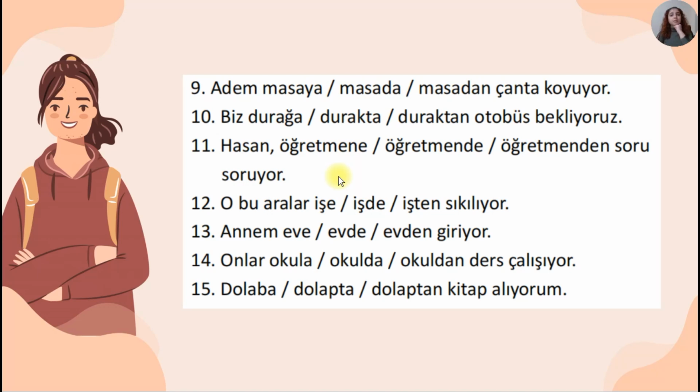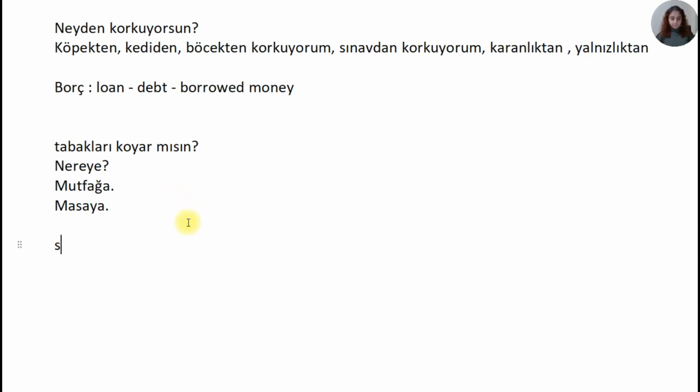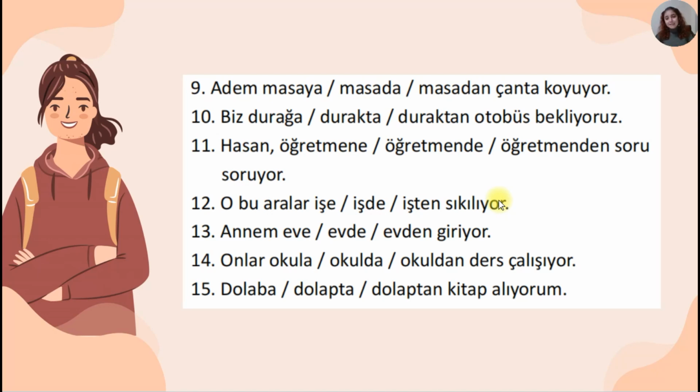Bu aralar işte, işten sıkılıyor. Bu aralar is a good time adverb. It means nowadays, these days. He or she, in these days, işte, işten sıkılıyor. Sıkılmak is to get bored. And there is an adjective which is sıkıcı. It is boring. And here, in these days, he or she is getting bored, to the work, at work, from work.